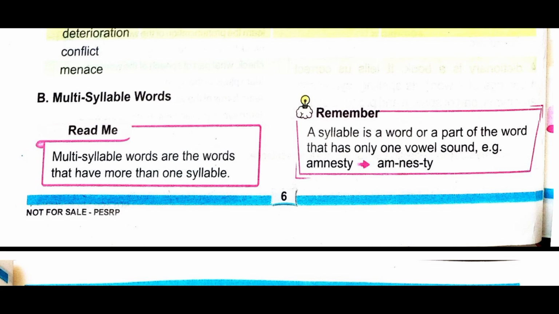So here we completed our page number 6. There is no teaching point, there is no point for the teachers.